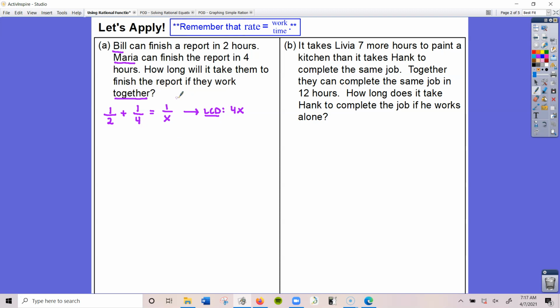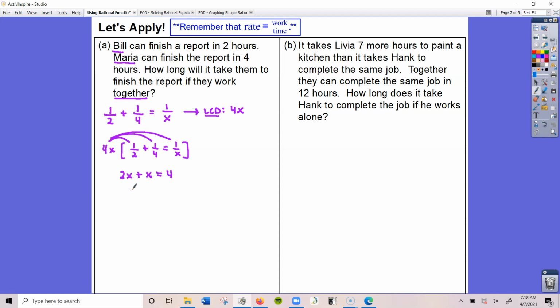So now we're going to multiply that with the entire equation. So 4x times 1/2 plus 1/4 is equal to 1 over x. We distribute, remembering that these fractions mean that we're dividing by 2, dividing by 4, dividing by x. So 4x divided by 2 is 2x, plus 4x divided by 4 is x, is equal to 4x divided by x, which is 4.